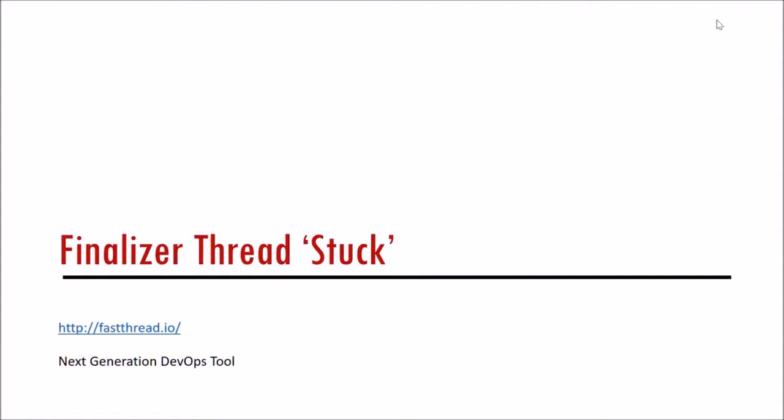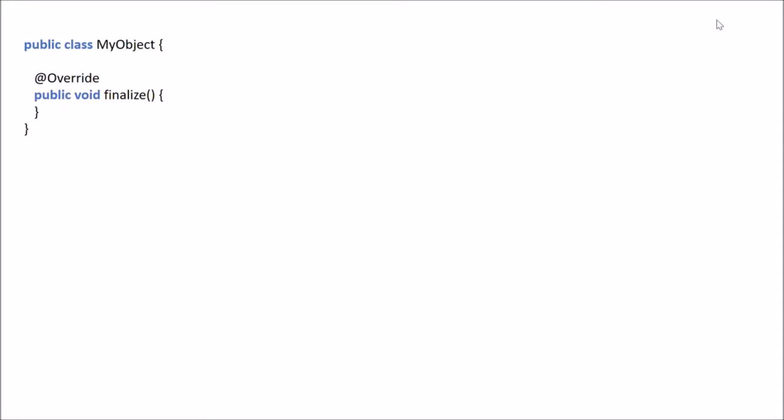Hello friends, today let's discuss what will happen behind the scenes when you write a finalize method. Let's say you're writing an object called myObject, and in this myObject you write a finalize method. The moment you write a finalize method, how this object behaves during garbage collection will be totally different from an object which does not have a finalize method.